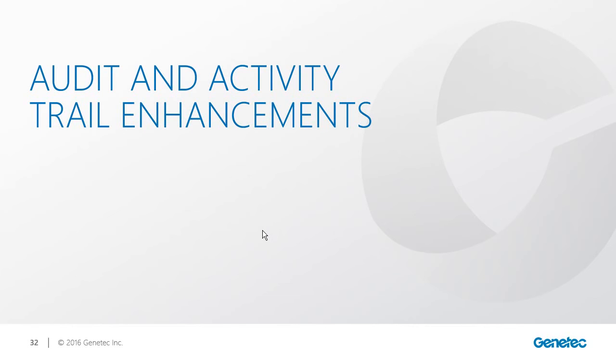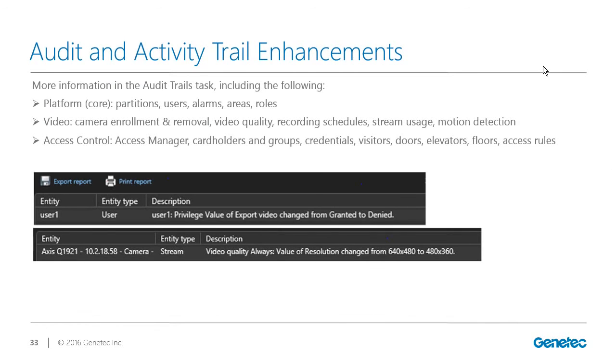Next, I want to talk about the audit and activity trail enhancements. The main thing here is the information that we're presenting. I put some quick examples here for the core platform, the video, and the access control sections of information that's been enhanced for these particular entity types. But there really has been a lot done. I could show pages of it here.